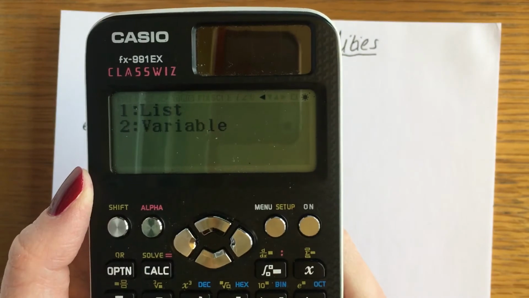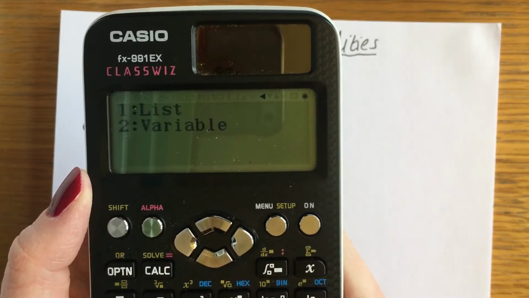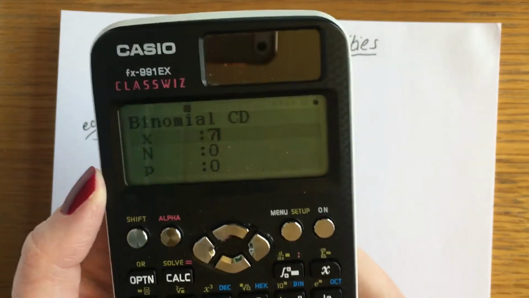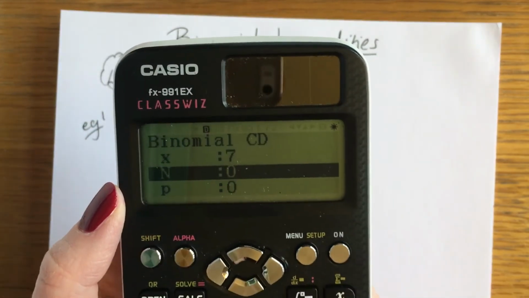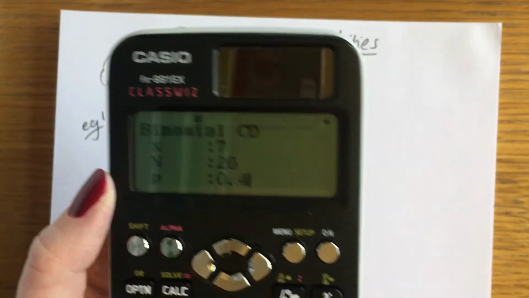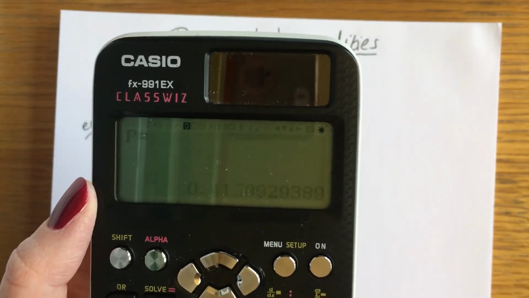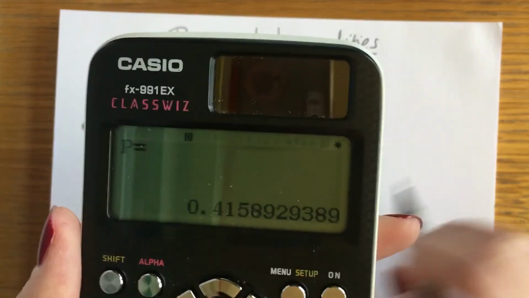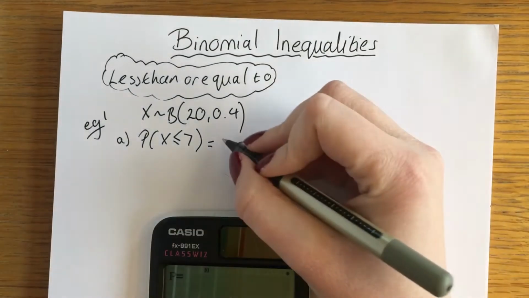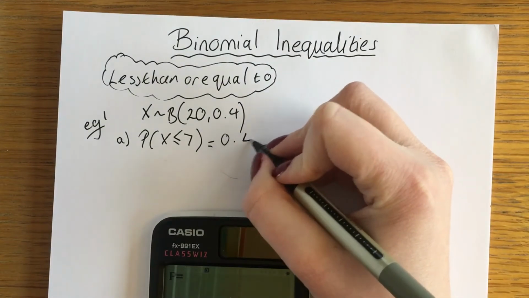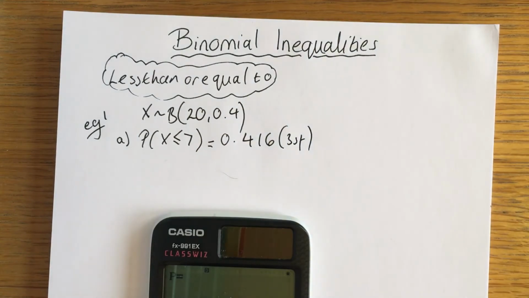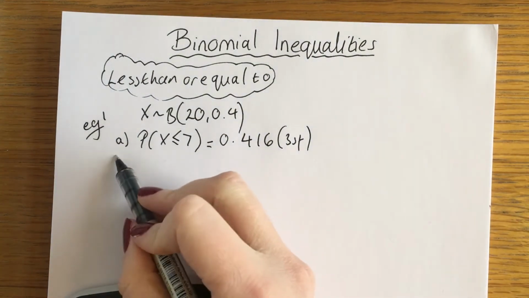We want the variable one at the moment. We will look at the list later, but for now we want variable. X is my less than or equal to, so 7. N is my sample size, so 20. And P, my probability, so 0.4. So the probability of 7 or fewer occurrences, given a sample size of 20 and a probability of 0.4, is 0.416 to 3 significant figures.